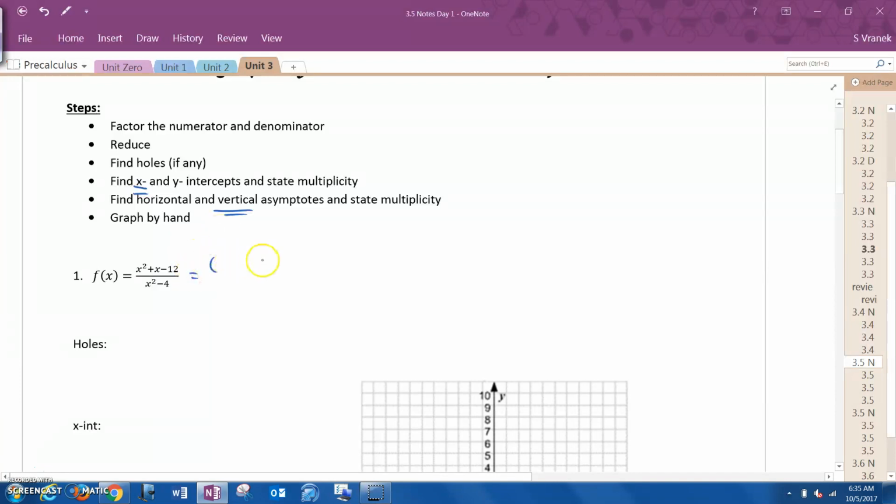Hopefully you guys realize that on the top, the factors are two numbers that multiply to 12, which are 4 and 3, where 4 has to be the positive one. The bottom is a difference of squares, so we get x plus 2, x minus 2. So I look at it, nothing cancels, which means there are no holes.